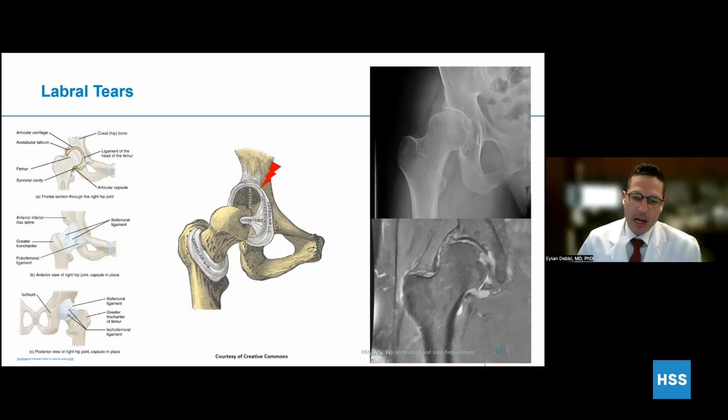What can happen with time, not only with age, but also injuries, you can have tears of your labrum. And these can be traumatic tears, like in a football player or a soccer player. They can be atraumatic tears, what we call degenerative tears of the labrum as you get older, within the realm of normal. And we see them basically at all ages. And each one has a different treatment algorithm.